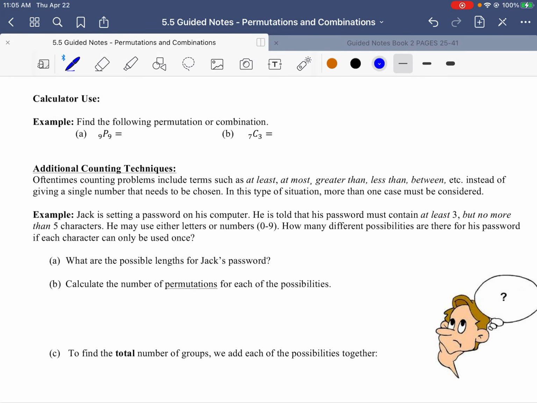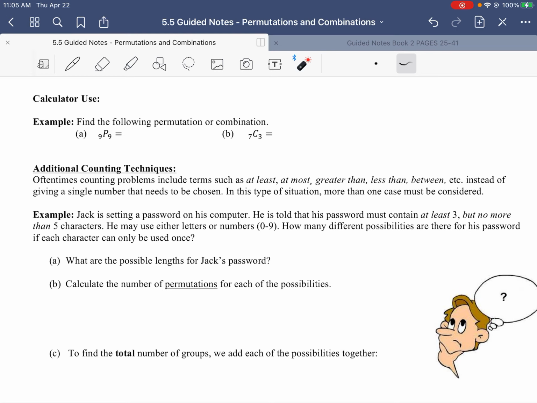Okay, in this video I'm going to finish out this last example on the note page, and then I'm going to do a couple problems from the homework just to walk you through them. So I posted that partial key, but I'll go through just a few if you need me to kind of walk you through them. So this one says additional counting techniques.